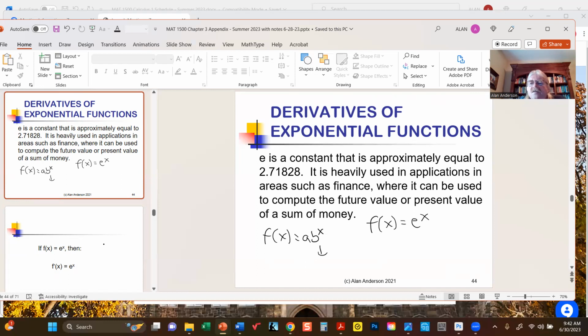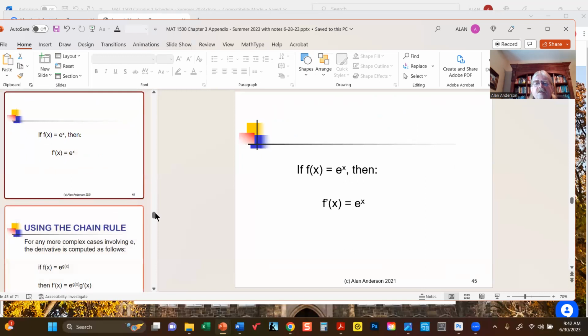So what we'd like to know is, how do we take its derivative? It's a very interesting question, and it turns out to be an incredibly simple answer. The derivative of e to the x is just e to the x. You don't see this very often. The derivative of a function is equal to itself. That's a very rare case.